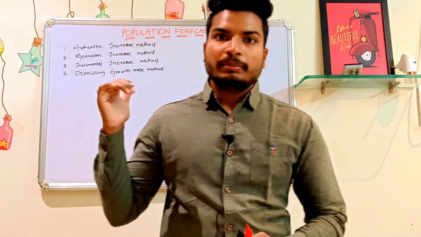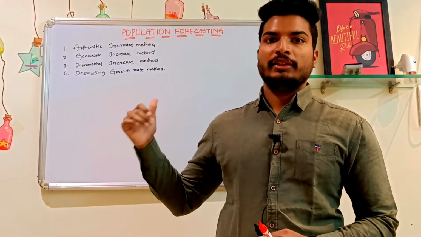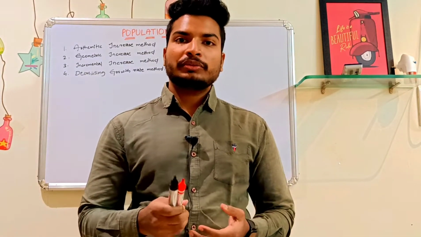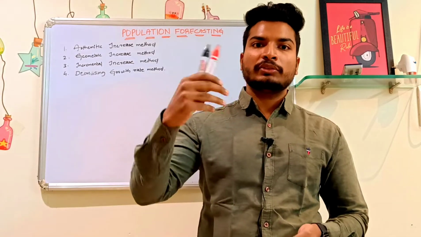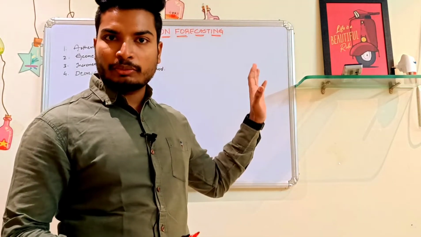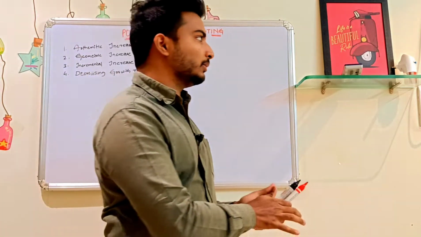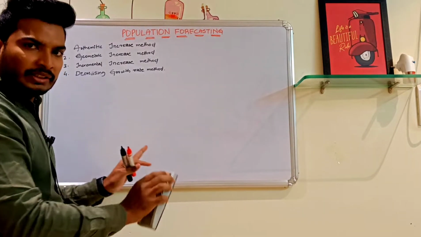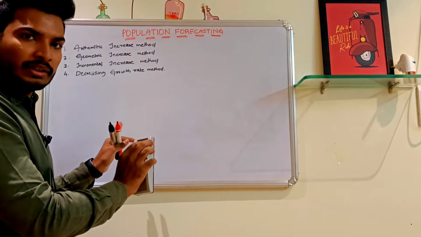So these are the major 4 topics that we'll be learning in population forecasting, so that for different types of cities, we know which method to apply so that the future population can be estimated. Firstly, we'll be seeing what the arithmetic increase method is. We'll be going through the first method line by line and we'll be finishing it very fast. This is a very simple topic.